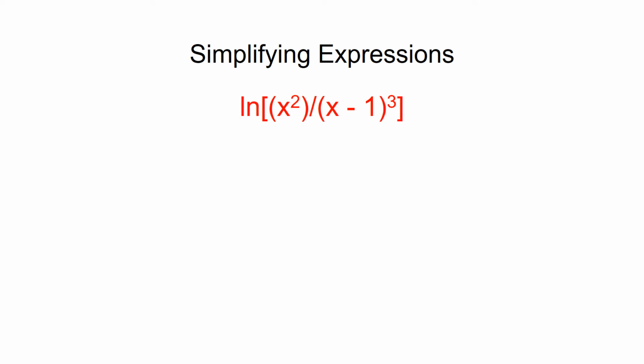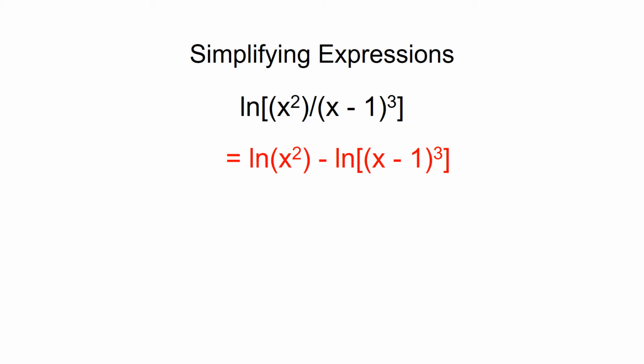Now let's say we have a quotient, a natural log of a quotient. We have the natural log of x squared divided by (x minus 1) all cubed. We can simplify this by saying that this is equal to the natural log of x squared minus the natural log of (x minus 1) cubed.